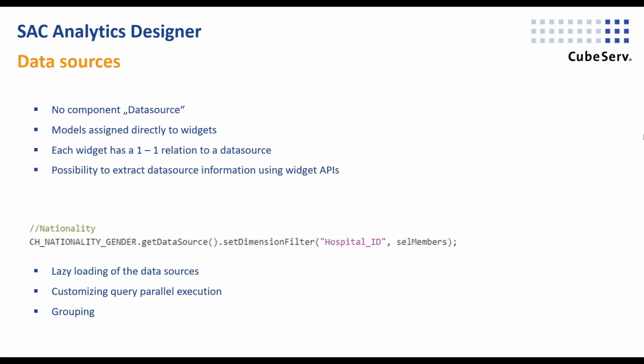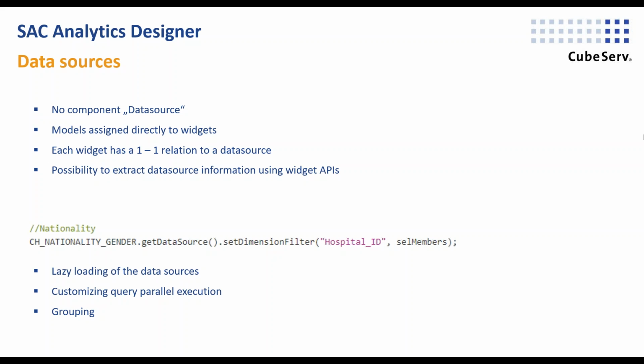Next, we are coming to the data sources. One important difference between Lumira and SAC is that in the Analytics Designer, there is no concept of data sources. There is no such component. It can be created as a separate object. In Lumira, we would create a data source, assign a query, and use this data source in as many charts and tables as we wished.